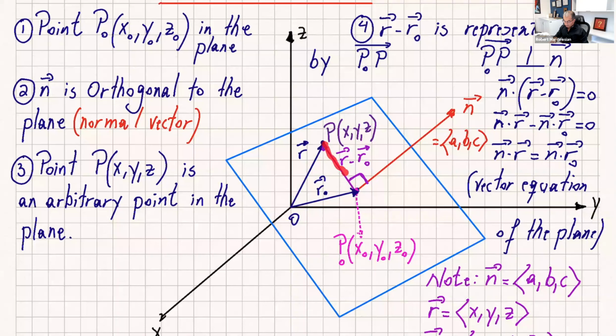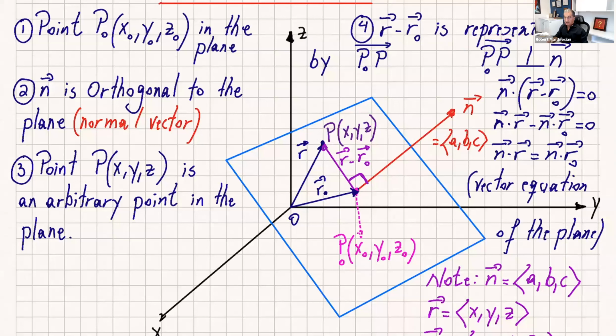Since this is a vector in the plane and n is perpendicular to the plane, that vector will be perpendicular, or orthogonal, to n. We can also call that vector P0P; it is the same thing as r minus r0. They're exactly the same thing. So r minus r0 is represented by P0P. Now we know these two are perpendicular.